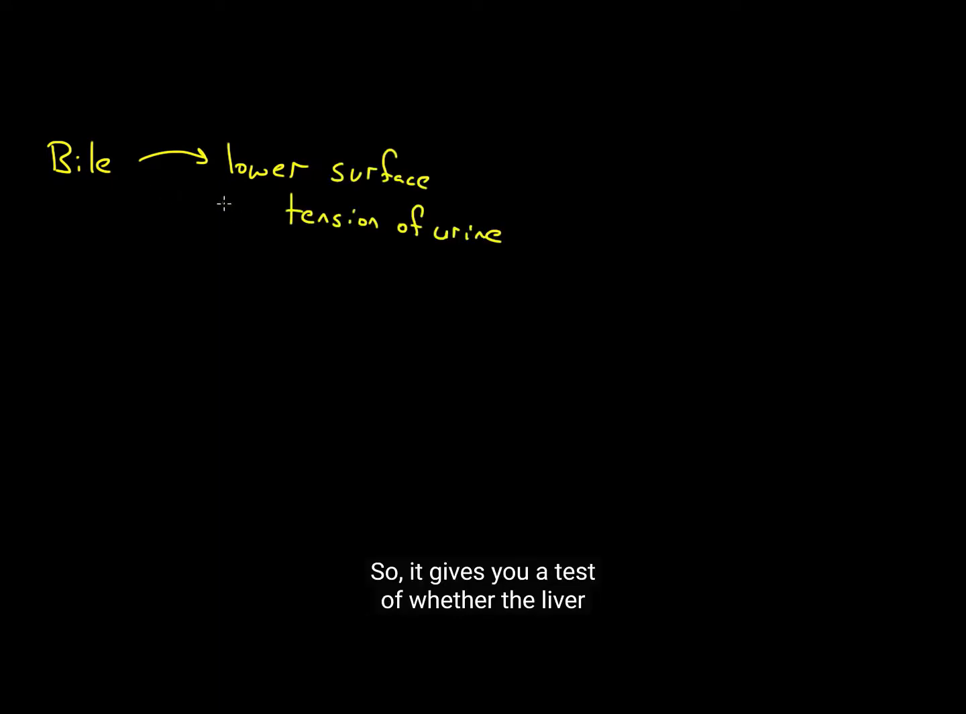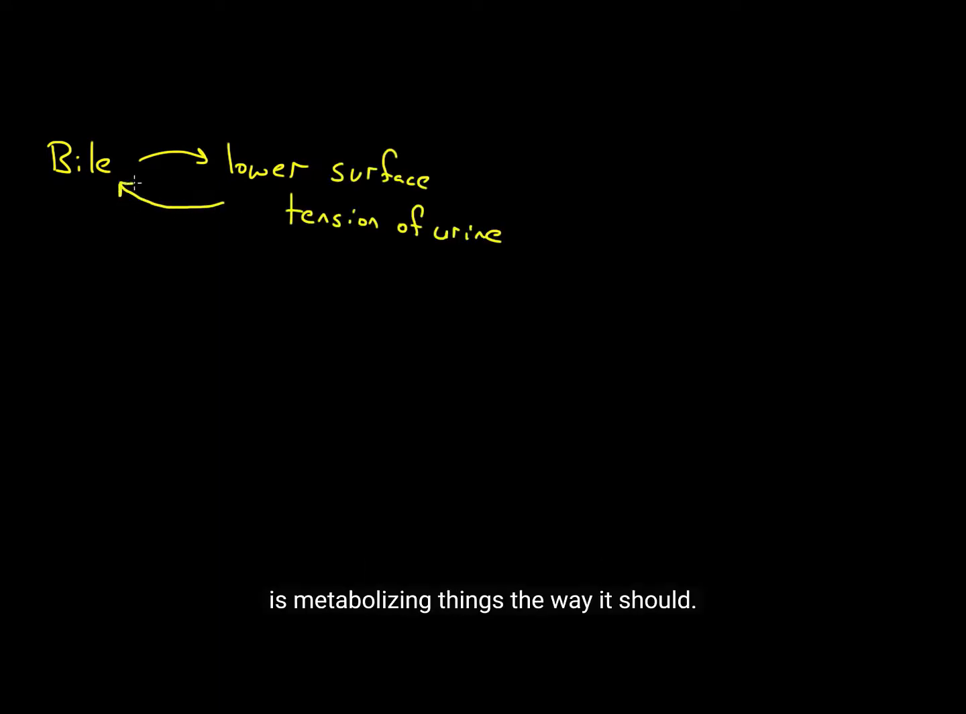A few practical applications of this, one clinical: if there's bile present in urine, you could detect its presence because it lowers the surface tension of urine. So it gives you a test of whether the liver is metabolizing things the way it should.